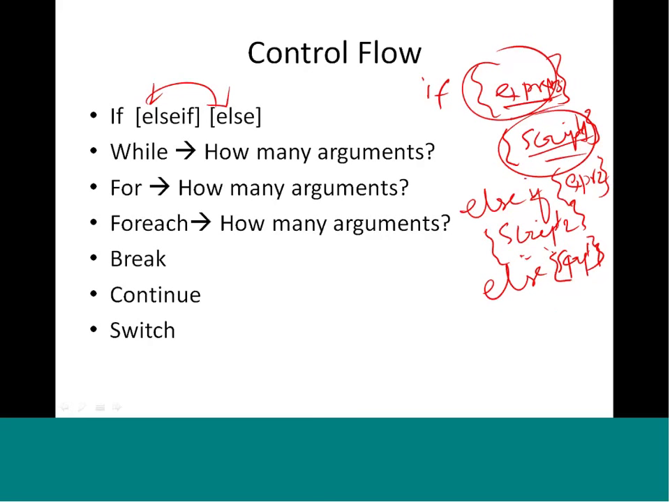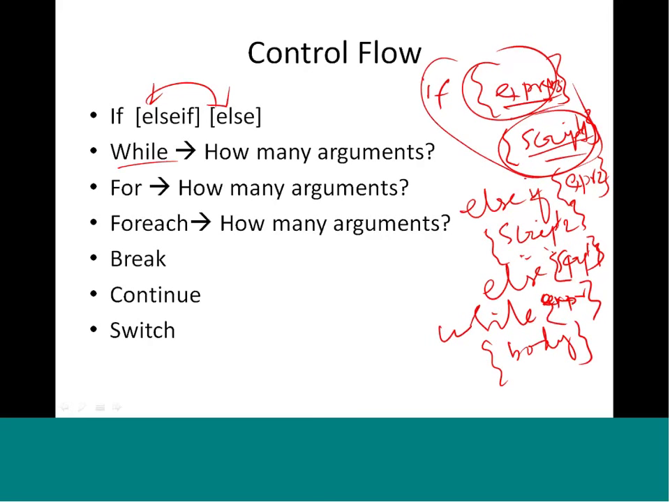Now the while command. So quick question, how many arguments do you think it takes? The while command has two arguments, just similar to the bare bone if command. It's while and then a condition or an expression, and then the body. Body is just a script which executes. So these are the two arguments for while.